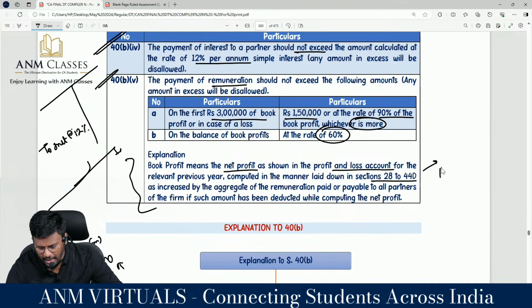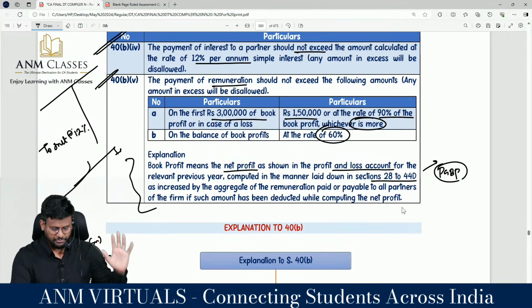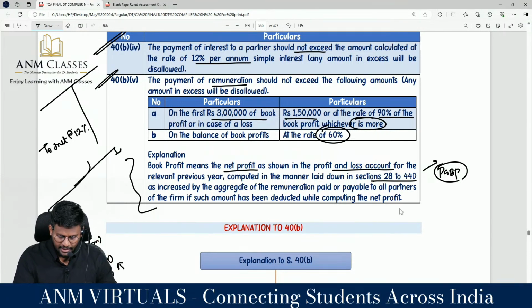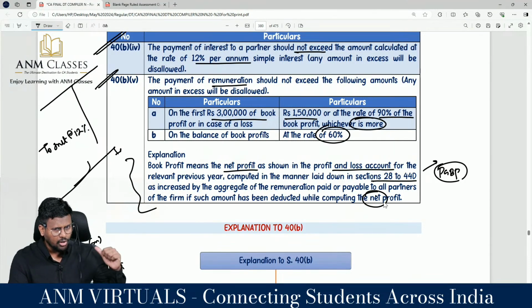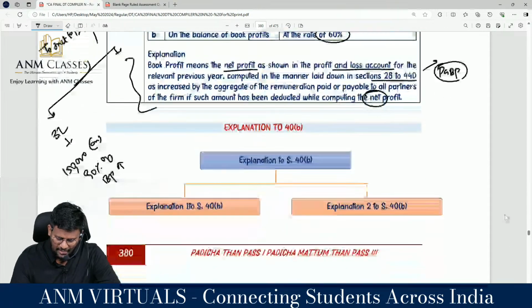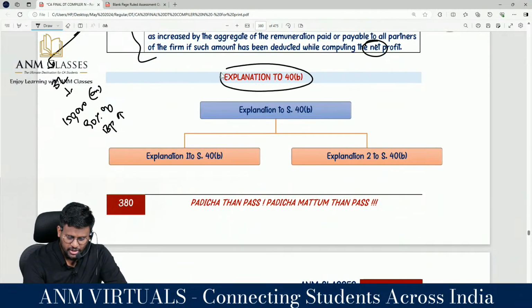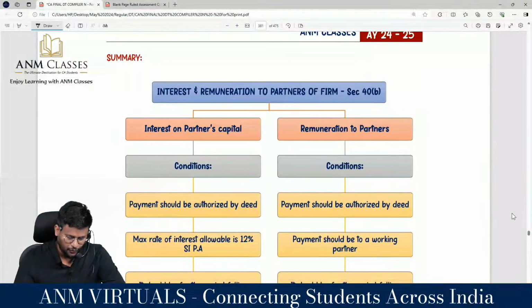Whatever PGBP adjustments we are supposed to make, we have to make all those adjustments, as increased by the aggregate of remuneration paid or payable to all partners of the firm if such amount has been deducted while computing the net profit. In case you have already debited remuneration to partners in the P&L account, that should be added back, because what we are going to calculate is the remuneration to partners itself. So that amount should be added back. This is what the explanation to section 40B says. Explanation 1 to section 40B. Explanation 2 to section 40B.